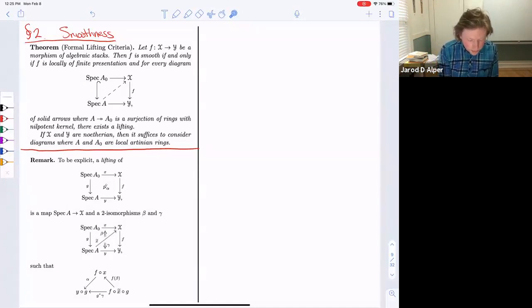So I'll walk you through this. A lifting of a two-commutative diagram like that is first a morphism Spec A to X. But then you need to specify two isomorphisms, because you have two new triangles here. So you have a beta and a gamma, and together with alpha, they need to satisfy some natural commutativity relation. And this is basically the only one that could make sense.